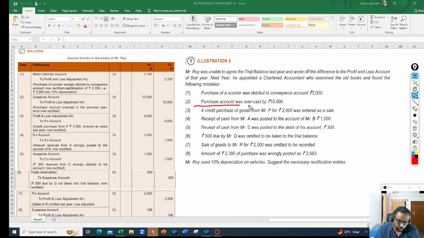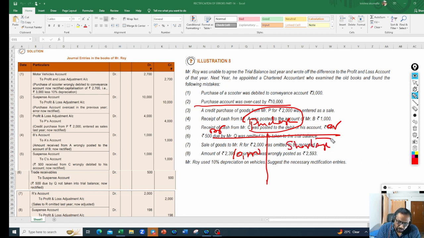Purchase account was overcast by 10,000. If I prepare the purchase account, all these things happened last year. Please remember that. This purchase account was overcast by 10,000. So what will happen if it is overcast? Here there is a shortage. This shortage would have been fulfilled with a suspense account.